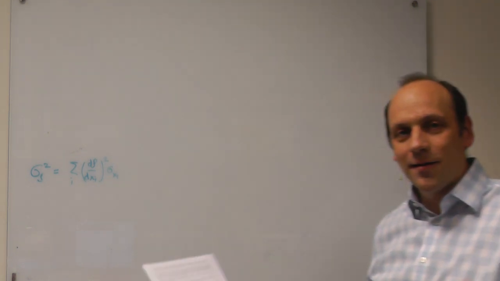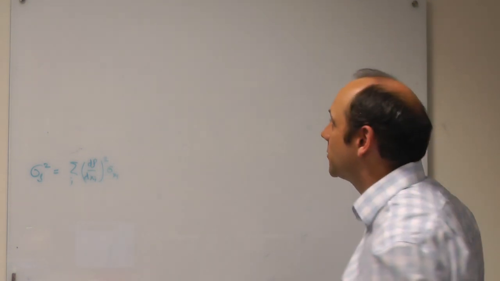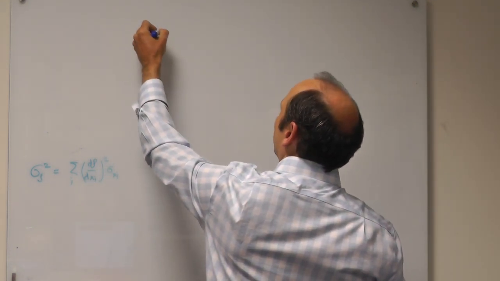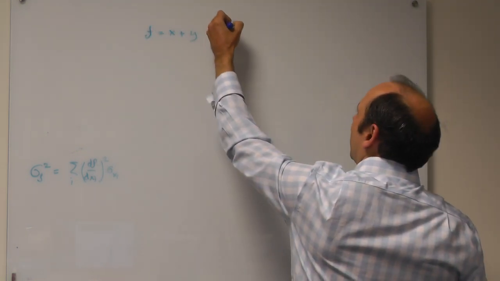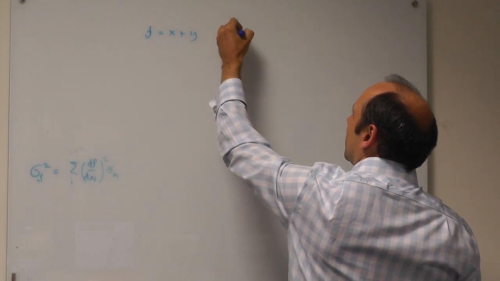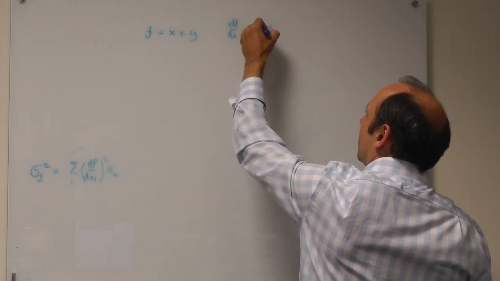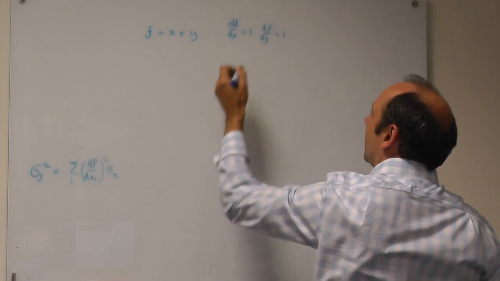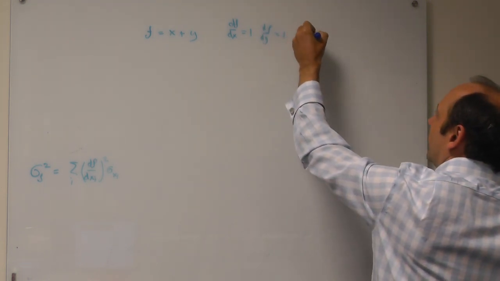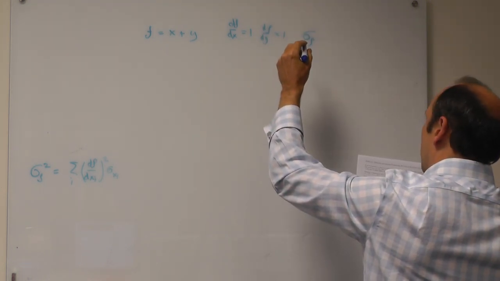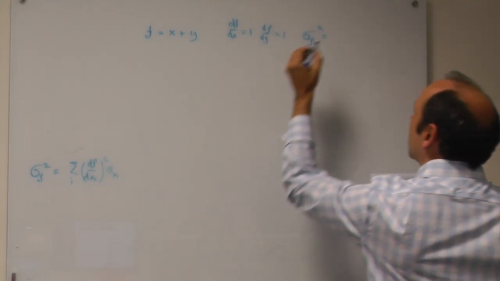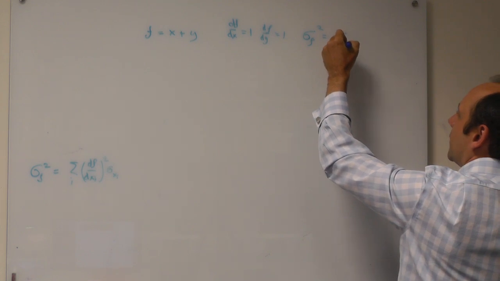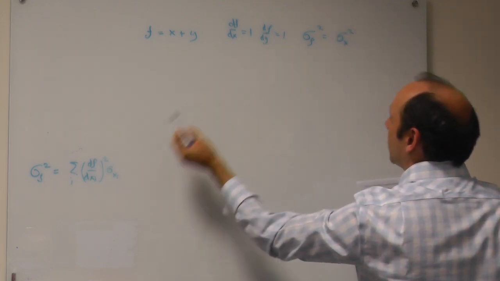Now, let's think about how it's going to work for some simple functions. So let's have a function f equal to x plus y. So df/dx is equal to 1, and df/dy is equal to 1. So the uncertainty in f squared is going to be equal to 1 squared times sigma x squared, plus 1 squared times sigma y squared.